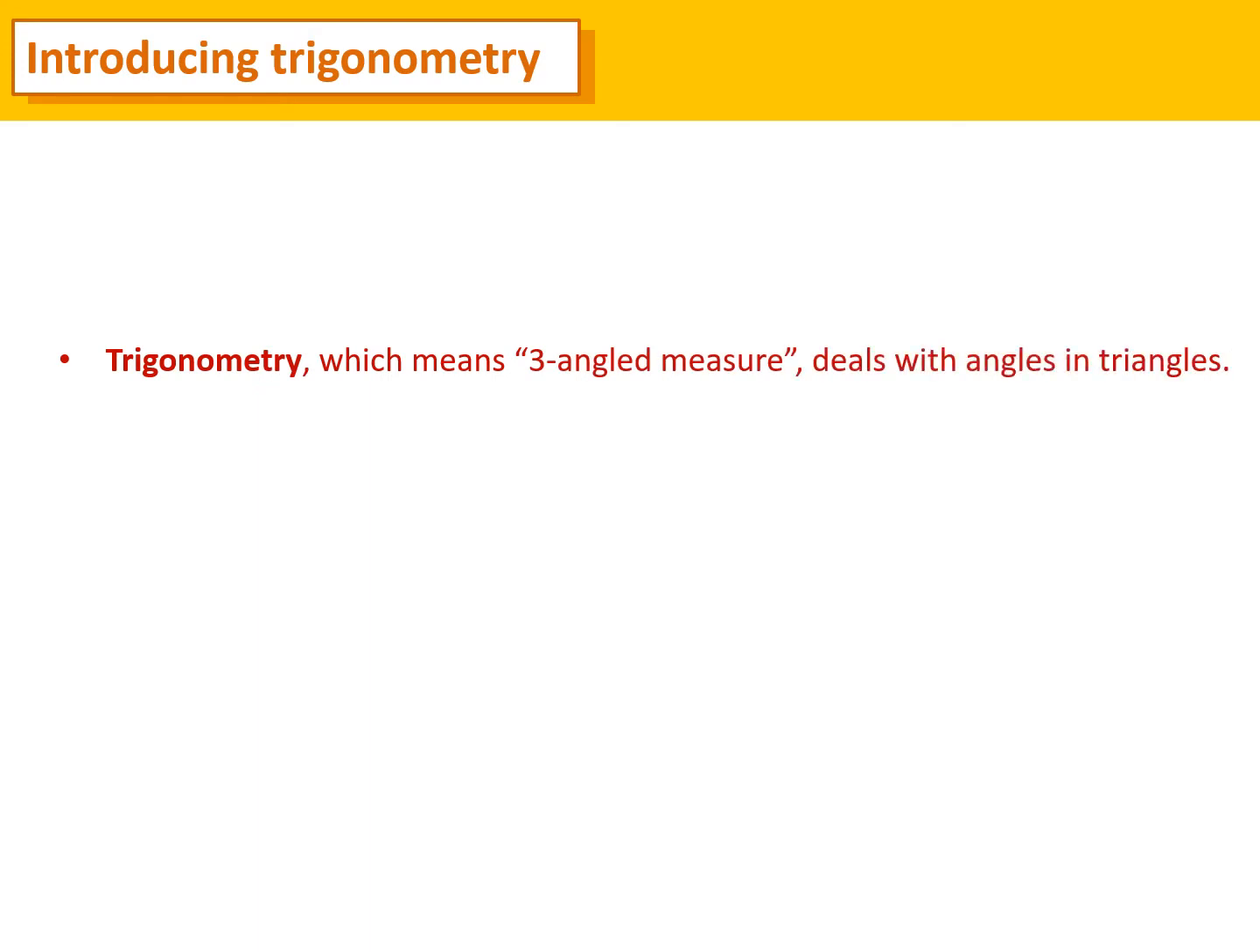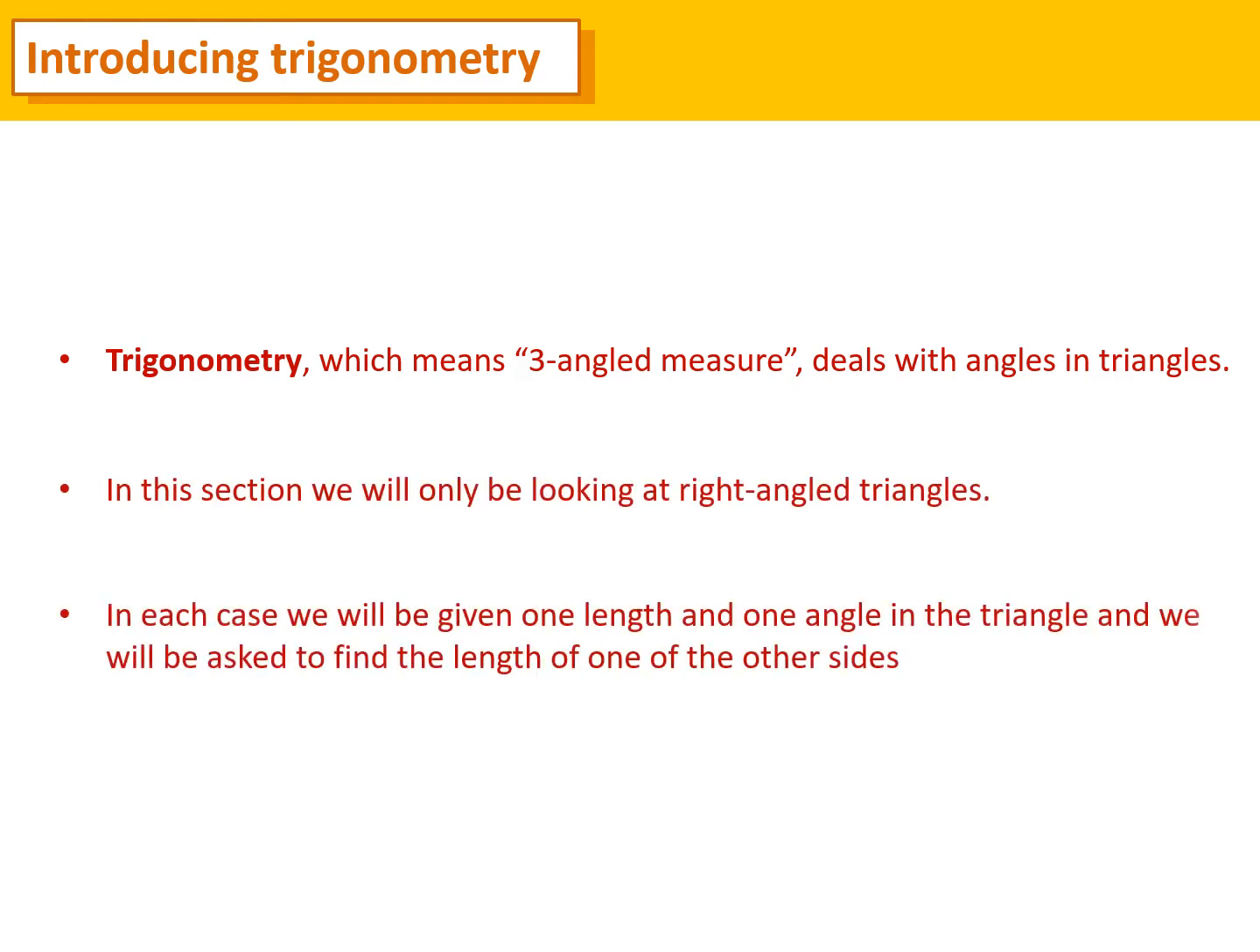Trigonometry means three-angled measure, and it deals with angles in triangles. We're only looking at right-angled triangles, and in each case we will be given one length and one angle in the triangle, and we will be asked to find the length of one of the other sides.